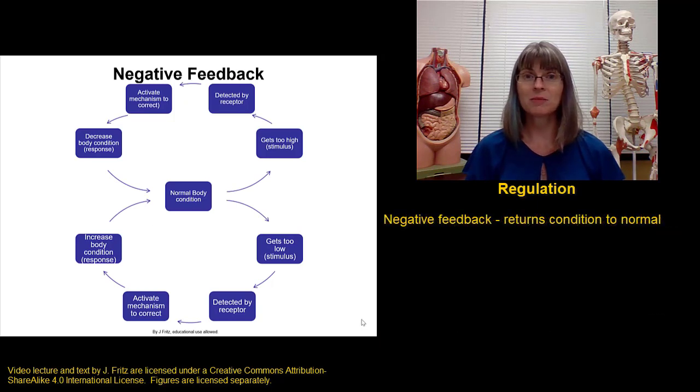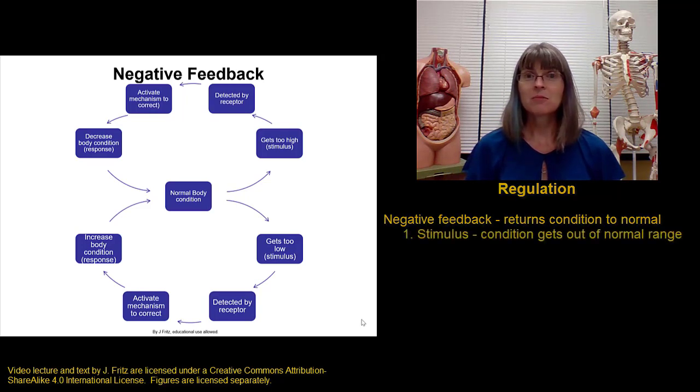Most of the regulation in our bodies is through the process of negative feedback. In negative feedback, every time a body condition gets out of a set range, every time it gets away from normal, we activate mechanisms to bring it back to normal. This requires a few steps.